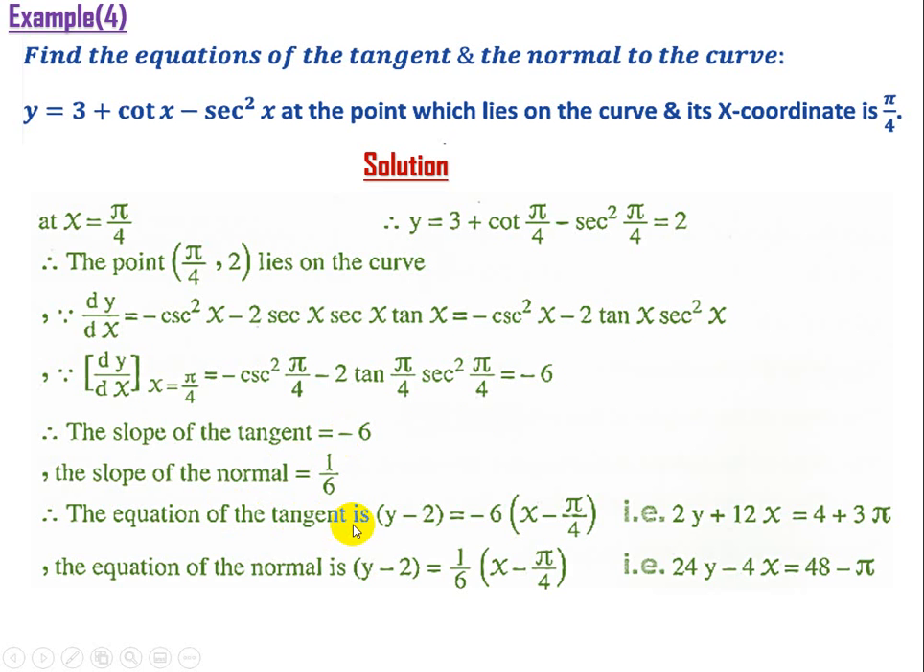Equation of tangent: y minus 2 equals negative 6 times (x minus pi over 4). Simplifying this form, we have the equation of the tangent. Equation of normal: y minus 2 equals 1 over 6 times (x minus pi over 4). After simplifying it, you will have 24y minus 4x equals 48 minus pi.